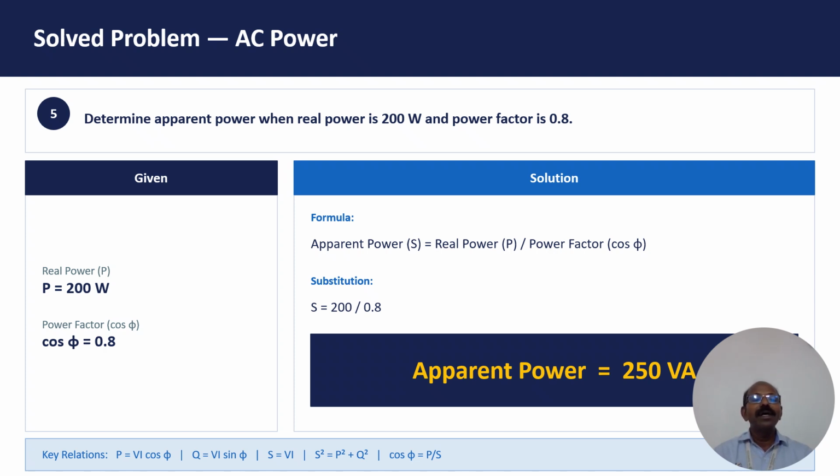So here, because we know the equation for real power is equal to VI cos phi. So VI cos phi divided by cos phi. So cos phi will get cancelled, and the answer is V into I. So 200 divided by 0.8. So it gives the apparent power here 250 volt ampere.